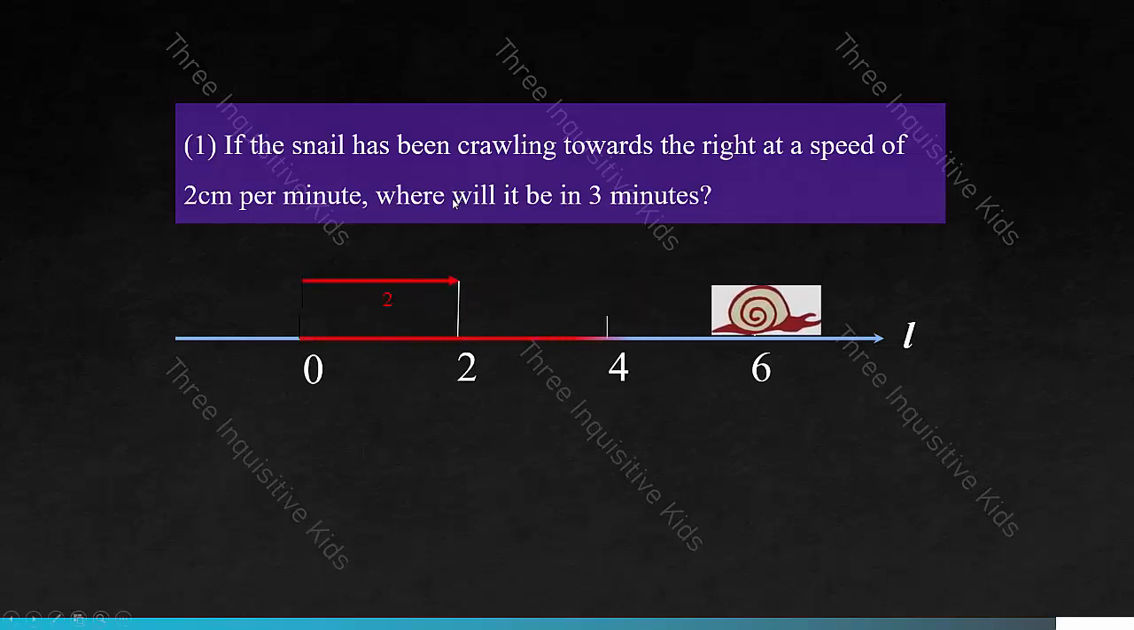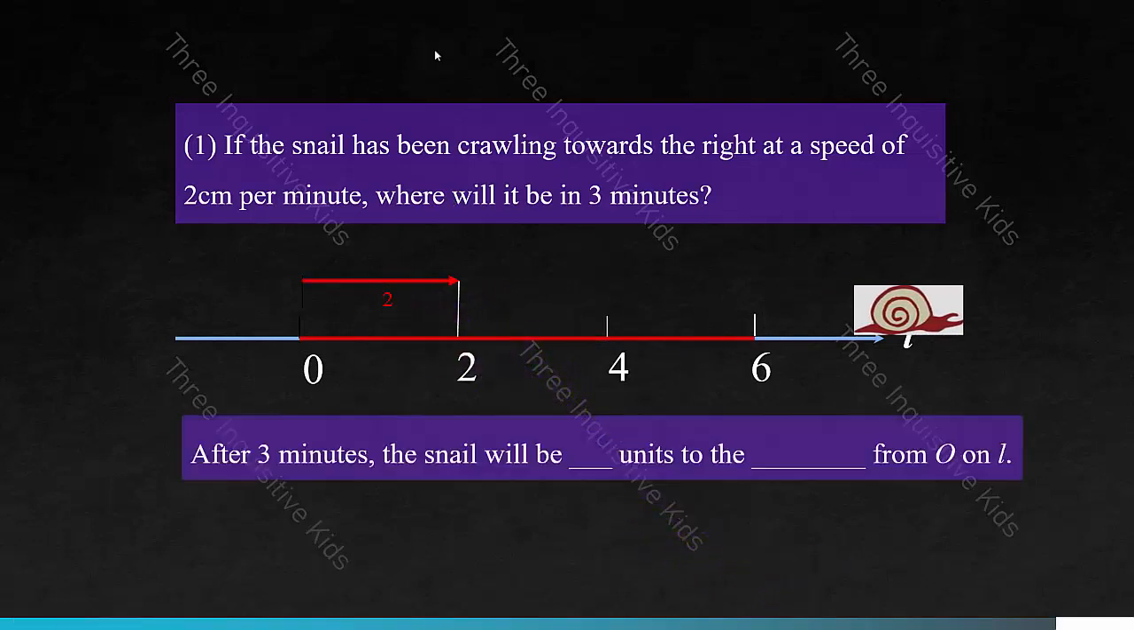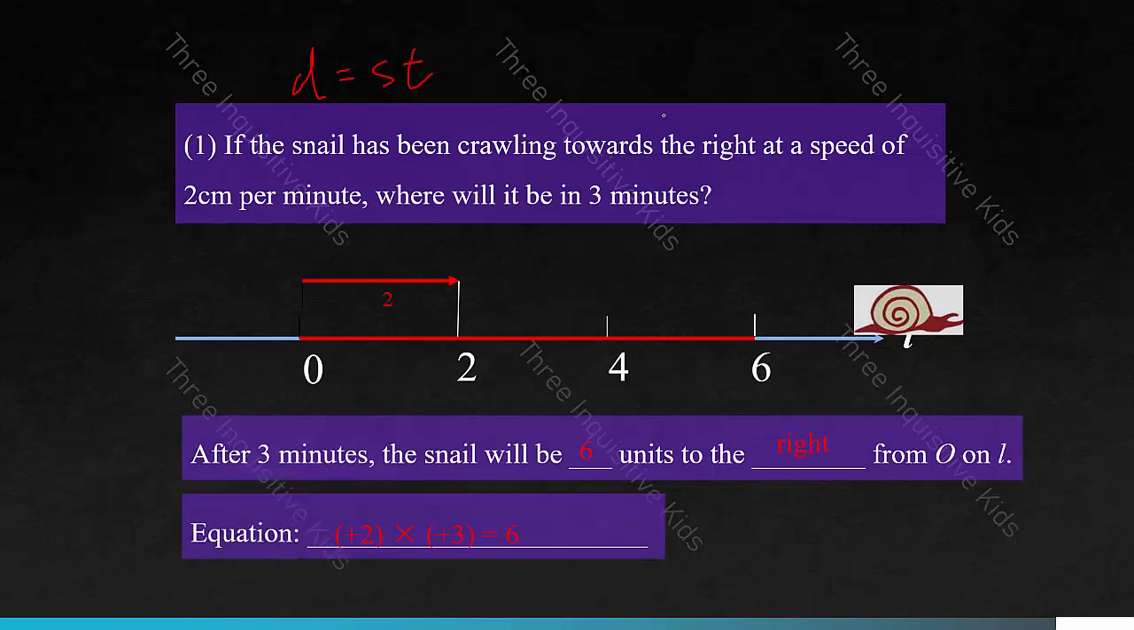Here's a little animation. There is a specific formula we can use for this. It's very basic. It is the formula we use for distance. Distance equals the speed of something times the time. So the speed of the snail is 2 centimeters per minute, and the time is 3 minutes. So 2 times 3 would equal 6. And we know that it crawls to the right at a speed of 2 centimeters per minute. So it would be a positive 6. The equation would be positive 2 times positive 3 equals 6.